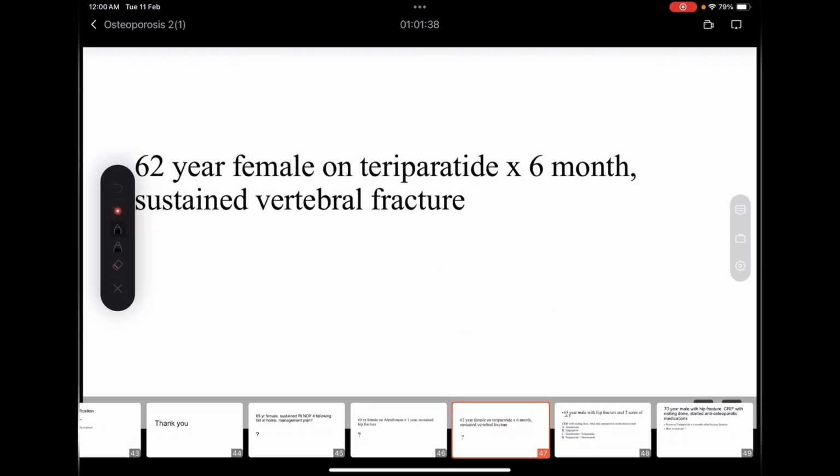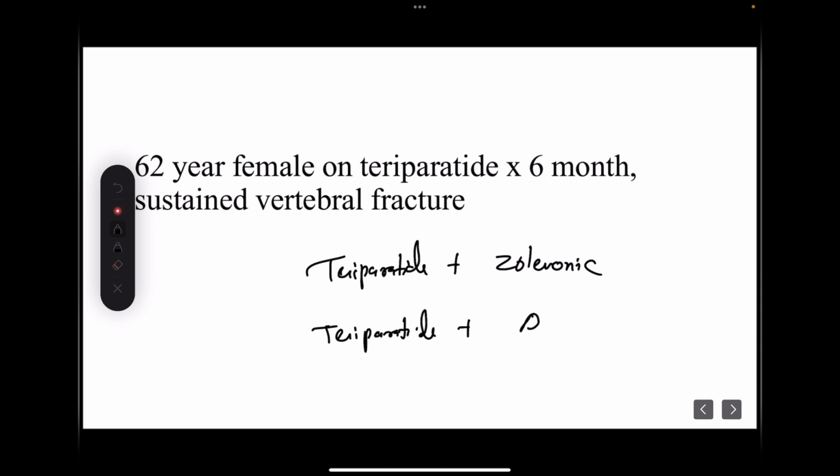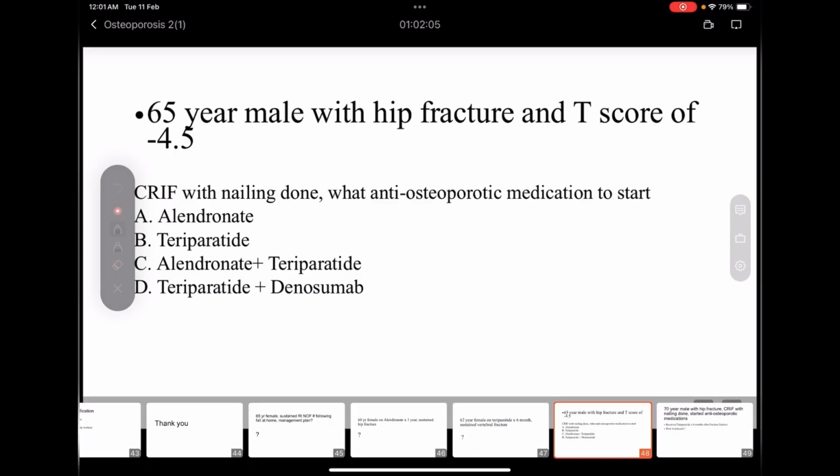Okay, a 62-year-old female patient on teriparatide since 6 months. Now she has a vertebral fracture. What should we do? Now comes the concept of combination therapy. Teriparatide with zoledronic acid we can give, or teriparatide with denosumab we can give.